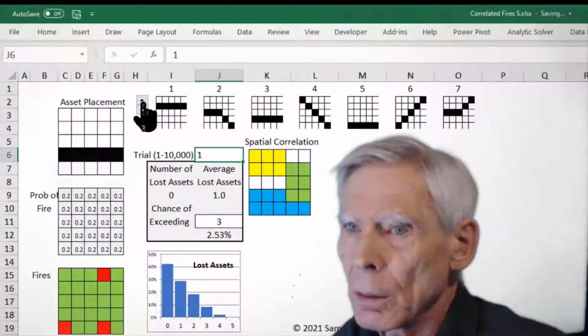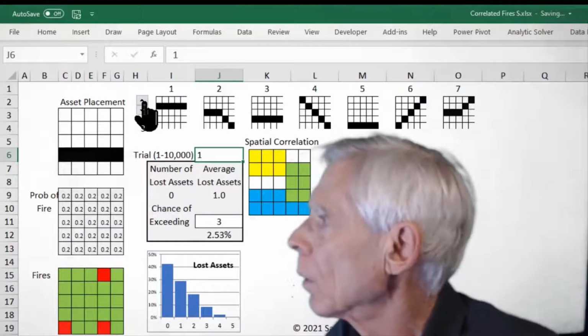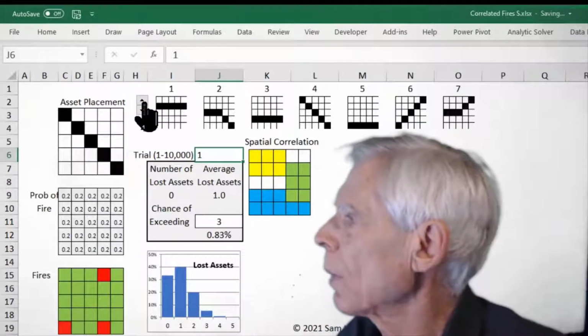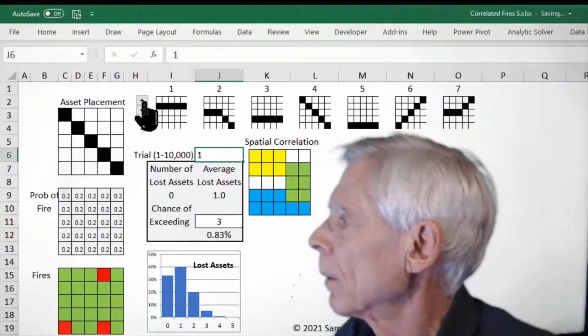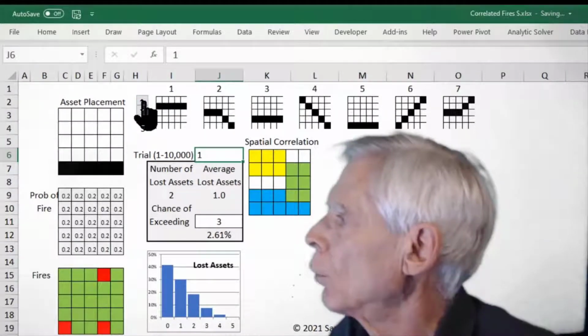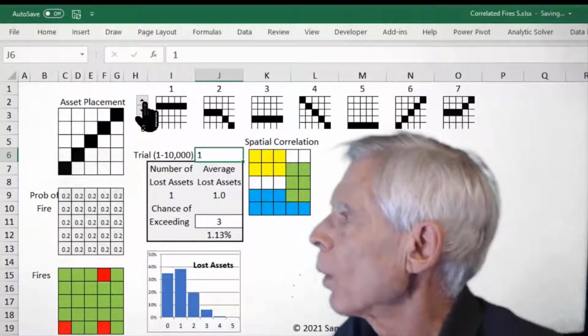2.53%. That's running straight across the bottom there. Or 1 up from the bottom. 0.83%. 2.61%. 1.13%.